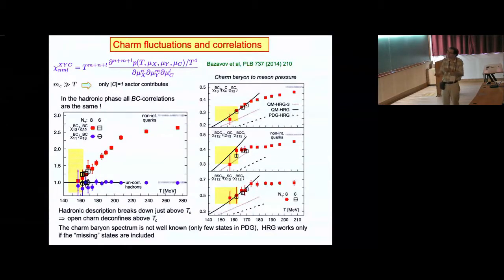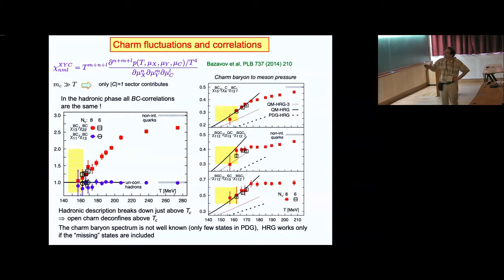Now, if you look at the temperature dependence of different ratios, here I took a ratio such that you have a baryon charm correlation, which is a proxy for essentially the partial contribution from charm baryons. And in the denominator, I have the charm fluctuation, from which we subtracted the baryon charm correlation, which is a proxy for meson pressure. So this quantity you could think of as a proxy of charm baryon to charm meson pressure.